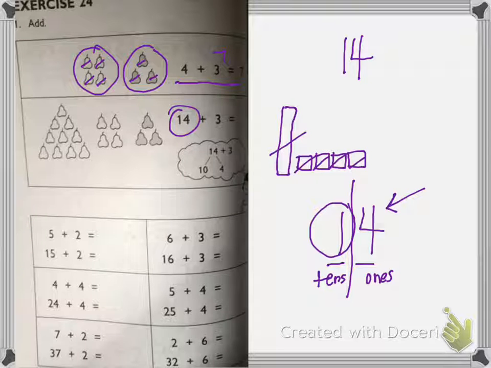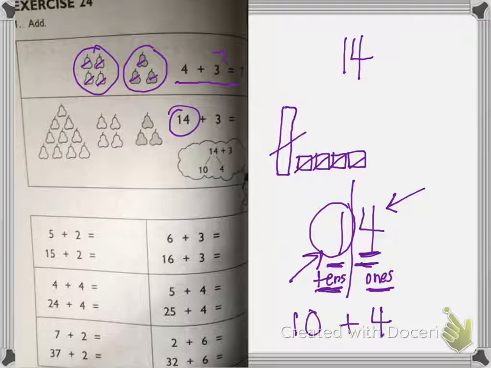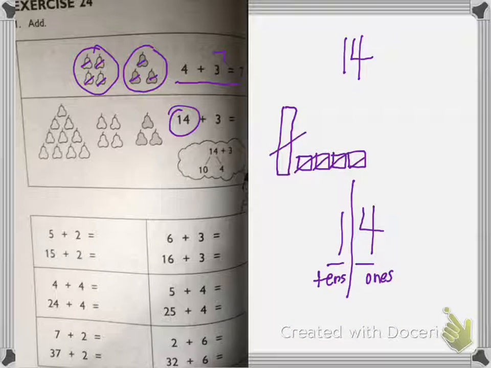So, on the left side is the tens column, and on the right side is the ones column. That's what we were talking about. So in 14, from the tens column, we have 1 10. And on the ones column, we have 4 ones. And so 10 plus 4 is 14. Okay, I'm erasing some of this stuff.